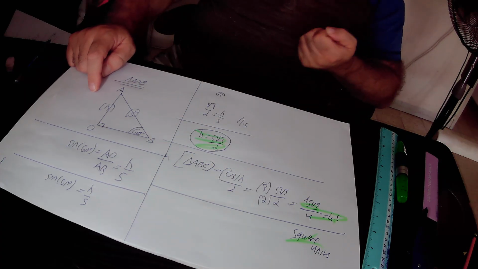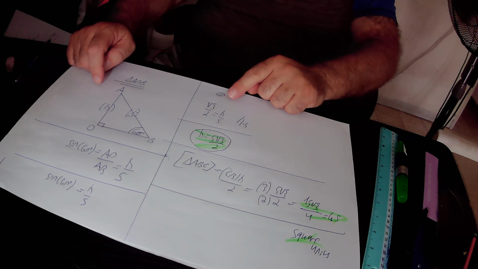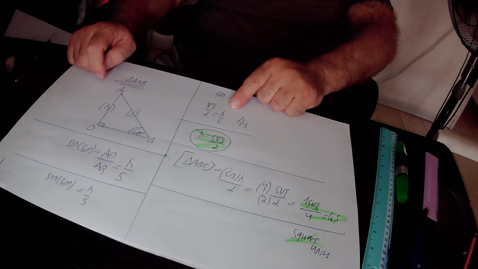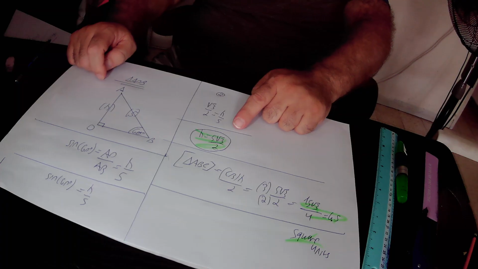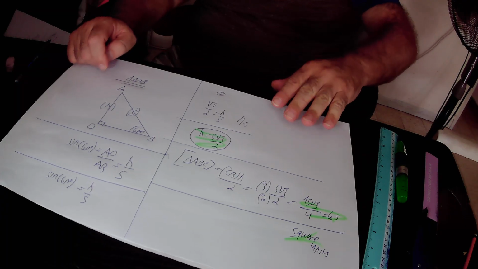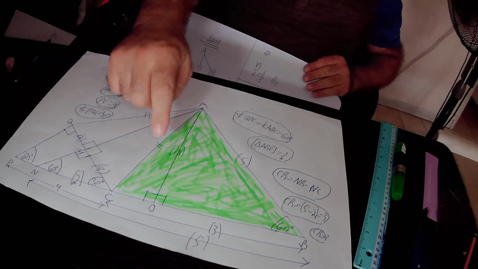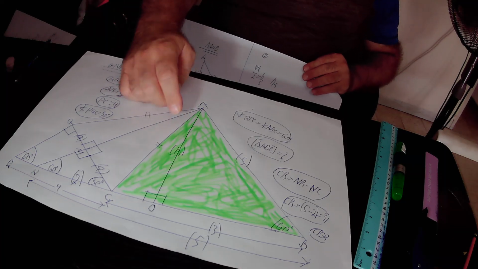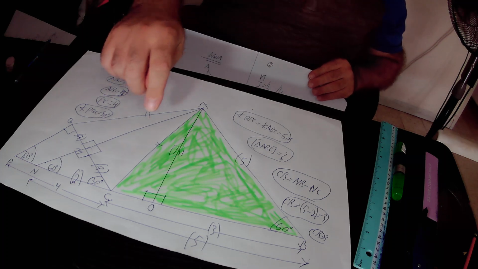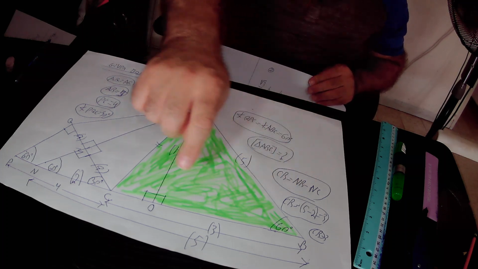Sin of 60 degrees is square root of 3 over 2. So square root of 3 over 2 equals H over 5. Here we multiply this equation by 5 and finally find that H equals 5 times square root of 3 over 2 units in length. AO, which equals H, is 5 times square root of 3 over 2 units in length. Our task is to find the area of this green triangle ABC.